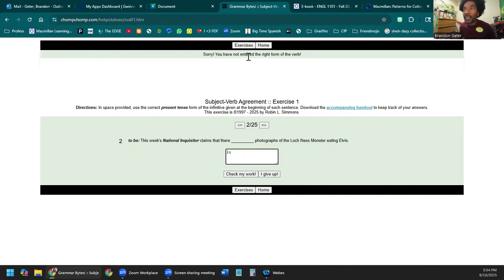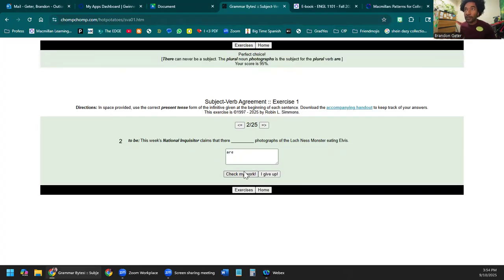Sorry, you have not entered the right form of the verb. So let's put "are" there. Perfect choice. Every time the rule comes up for the grammar rule thing, read it. On some of them, if you get it wrong, it'll tell you what the rule is so that you can get it right. But every time that rule comes up, read it. It'll solidify that rule in your mind so that when you're writing, you'll be sure to choose the right verb conjugation for subject verb agreement.